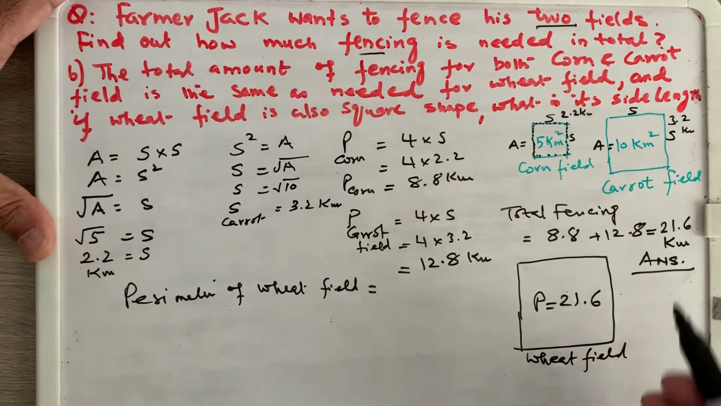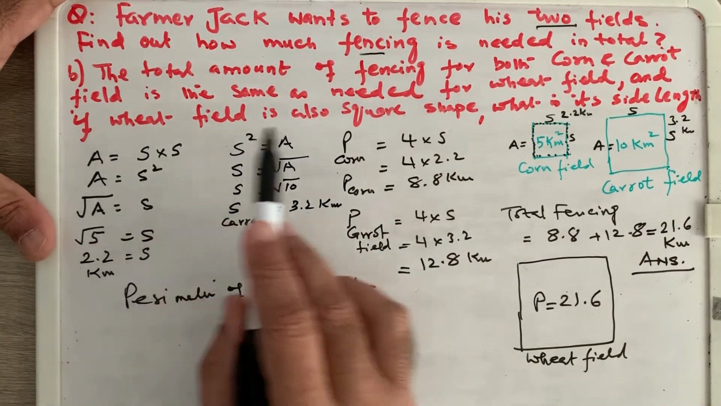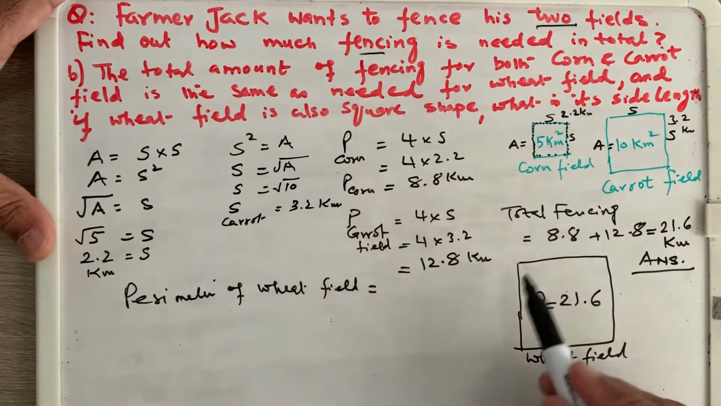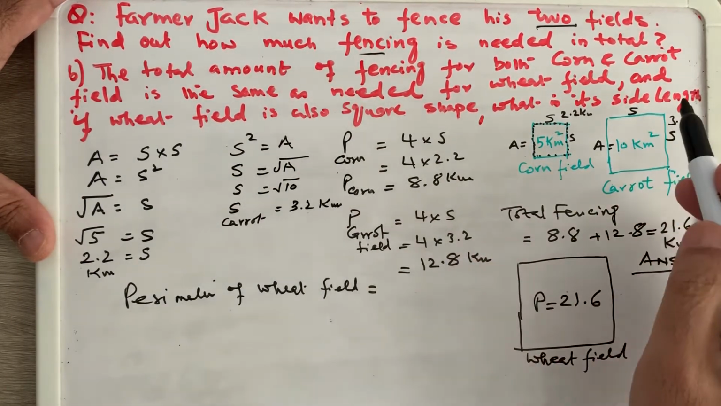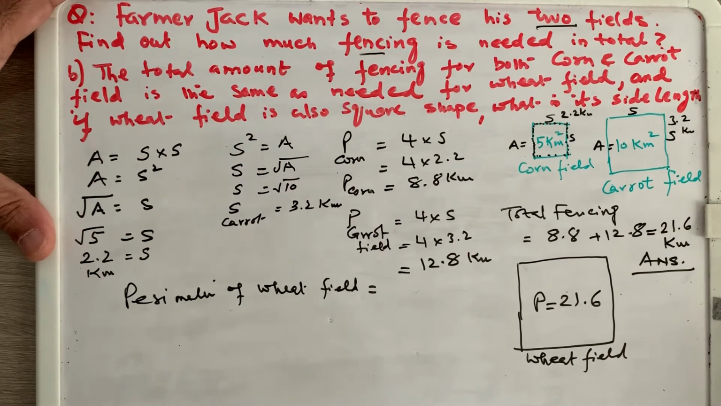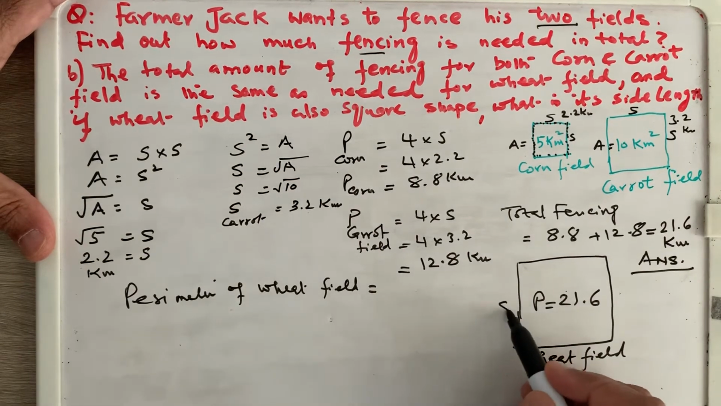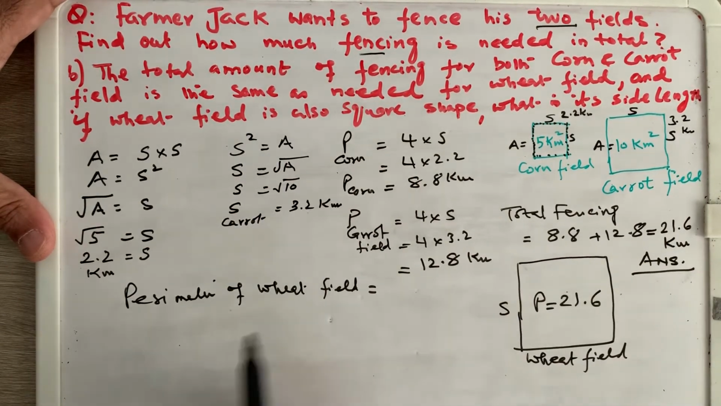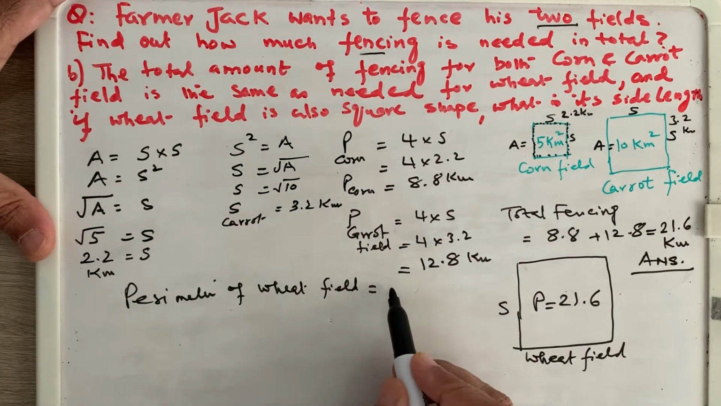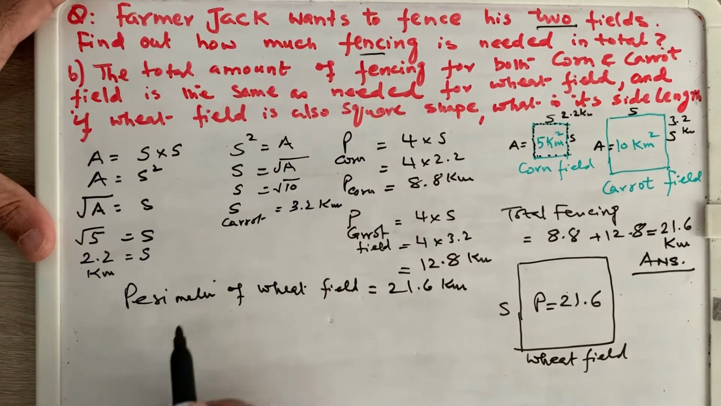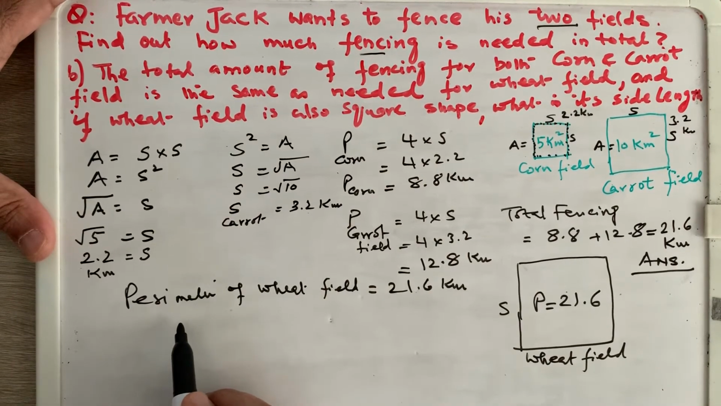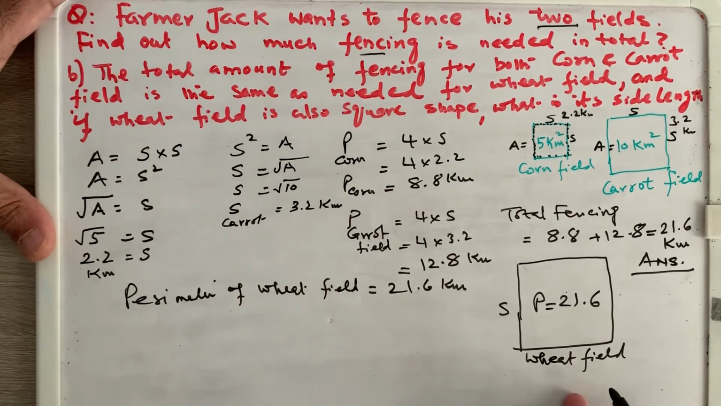The question is asking, if the wheat field is also a square, so it's a square wheat field, and the perimeter is known, what is the side length of this wheat field? So we have to find the side length, and we know that the perimeter of the wheat field is given, which is 21.6 kilometers. And the question is asking what is the side length of the wheat field.